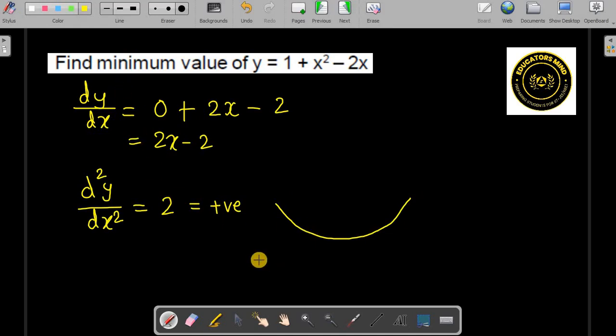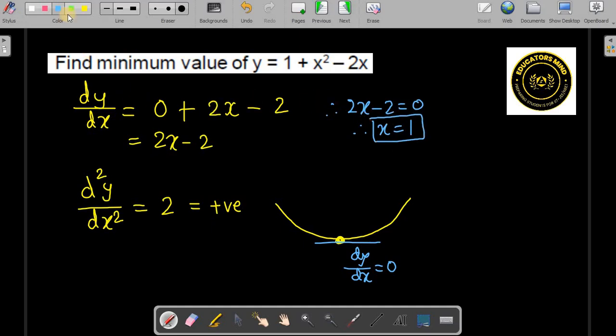So you see here they are asking the minimum value only. That means this is the point. So that is the minimum here, right? Now the minimum condition is dy by dx has to be equal to 0 at either maxima or minima. Remember, just equate dy by dx equal to 0. So 2x minus 2 is equal to 0, that means x is equal to 1. So at 1 there is minima.